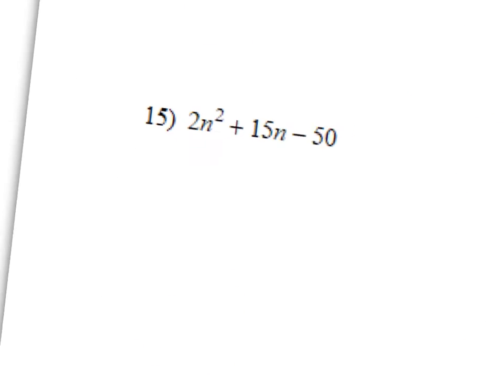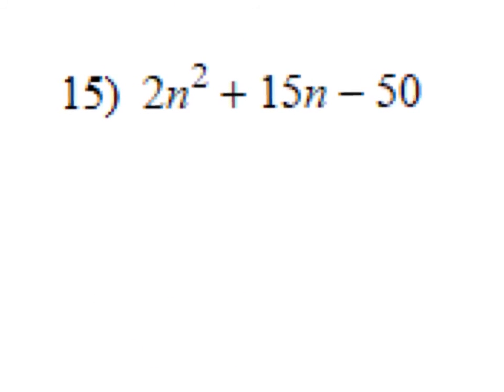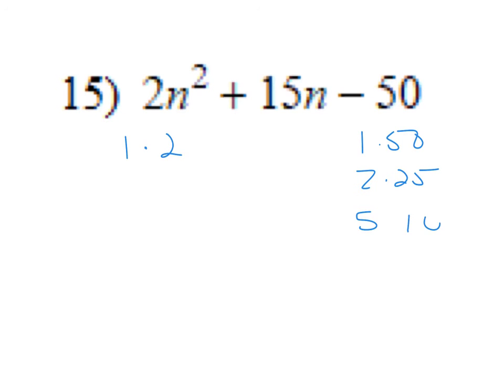All right, number 15. Unfortunately, there's no GCF, so I'm going to head to make a list here. I've got 1 times 2. I've got 1 times 50. 2 times 25. And then I've got 5 times 10. Okay, so I'm looking for 15. Now I need a positive negative combination to make this happen, which means I'm going to be different signs, subtract to get to the 15.